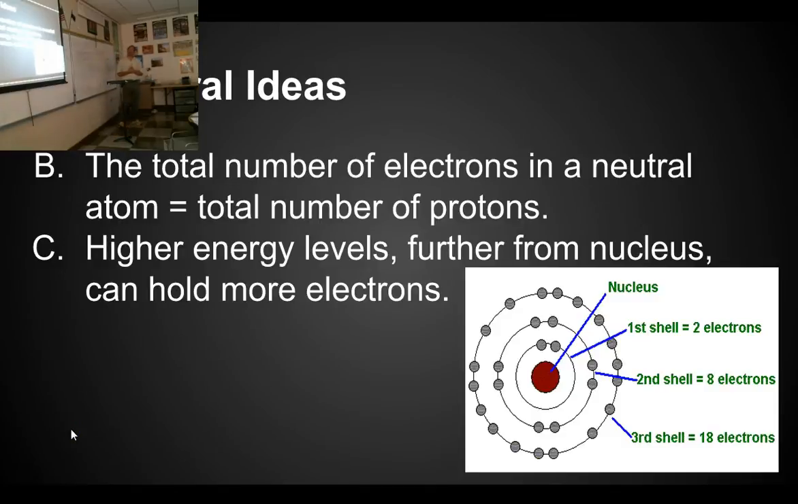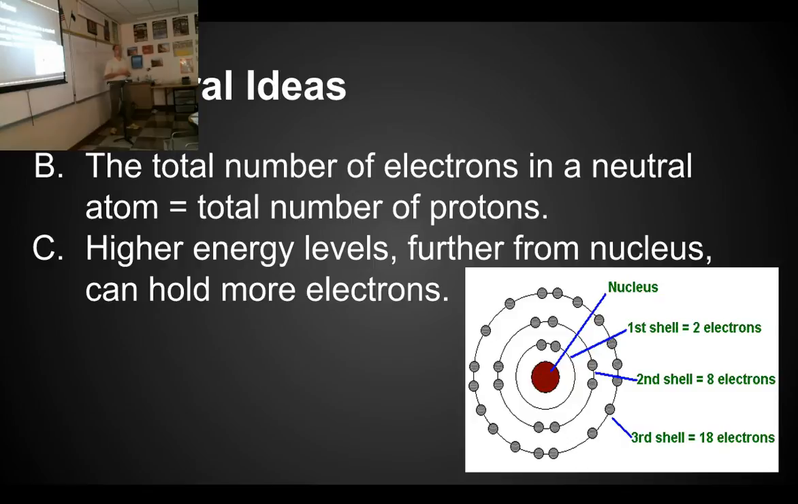The total number of electrons in a neutral atom equals the total number of protons, and this is an important concept. So if you have an atom that has the atomic number 6, which is carbon, the atomic number 6 means it has 6 protons. A neutral carbon atom will also have 6 electrons. So the number of protons and the number of electrons are balanced.